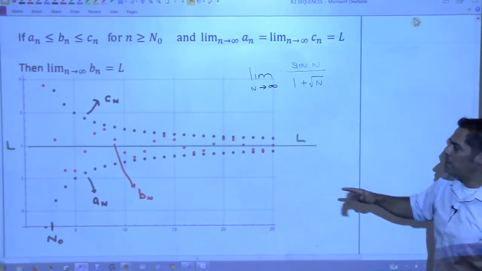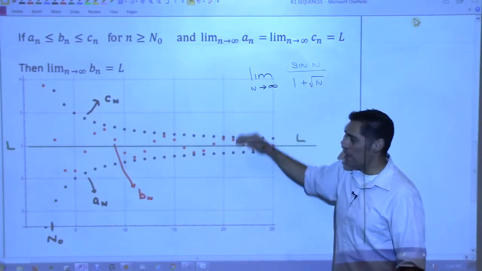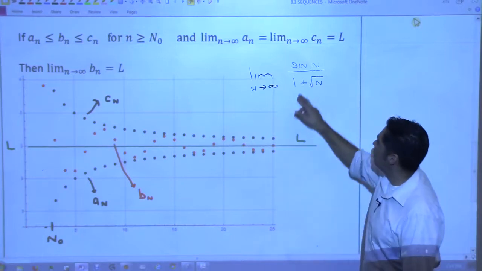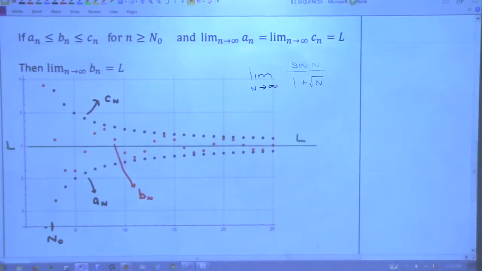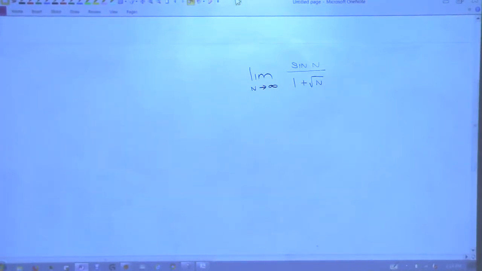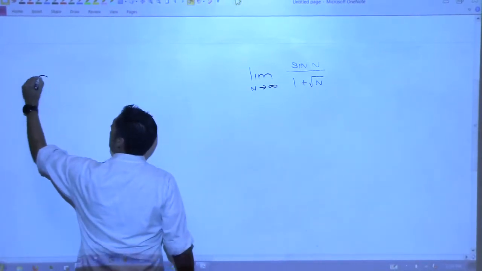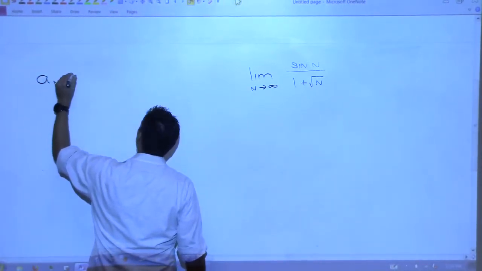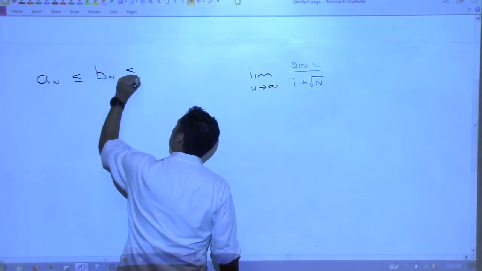The key is that you have to know where these 2 sequences go, all right? If you don't know where these go, then that doesn't help. They both need to go to the same thing too. So I'm actually going to use that theorem here to do this problem. Right now I'm kind of stuck. So here's what I'm going to do. I'm going to try and come up with an A sub n, which is less than or equal to a B sub n, which is less than or equal to a C sub n.